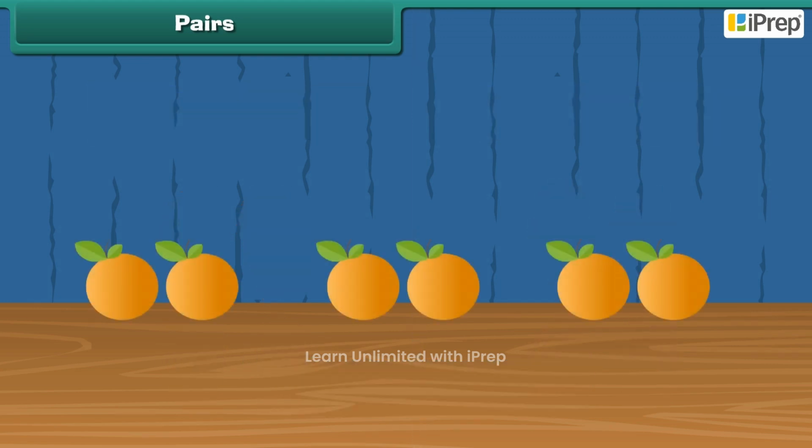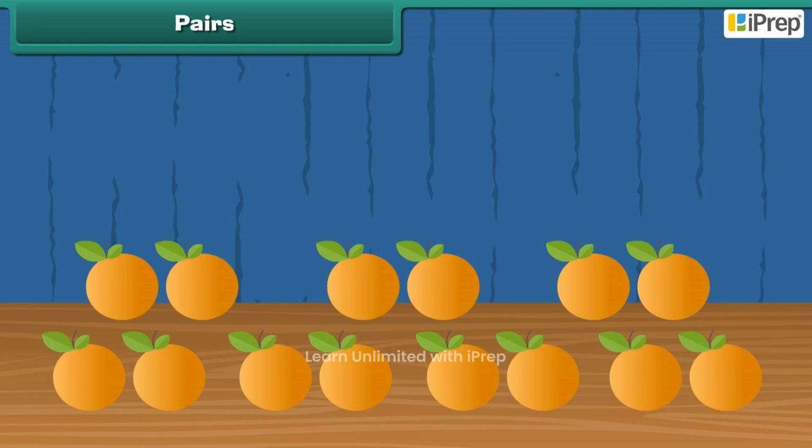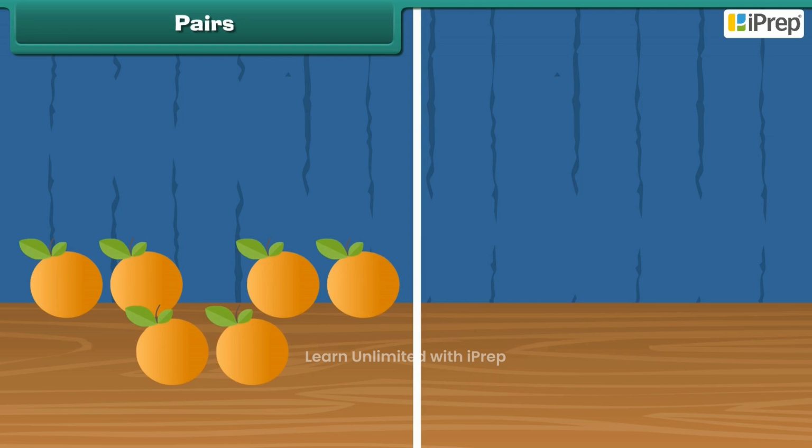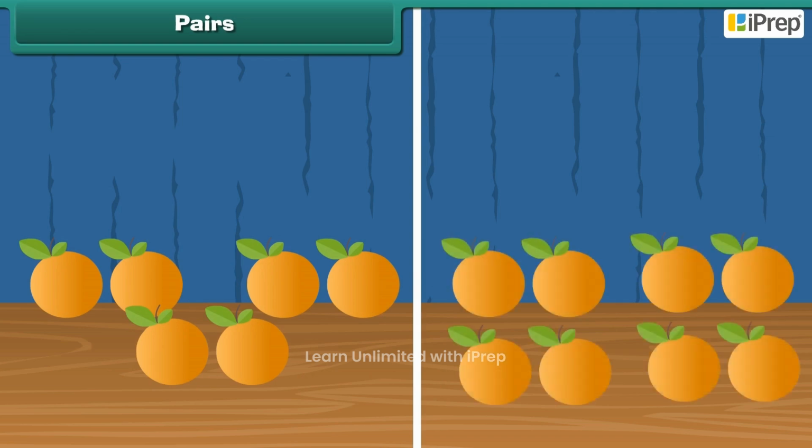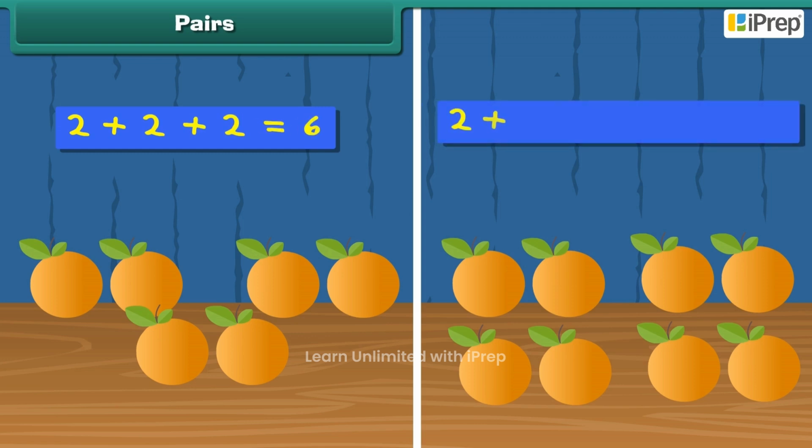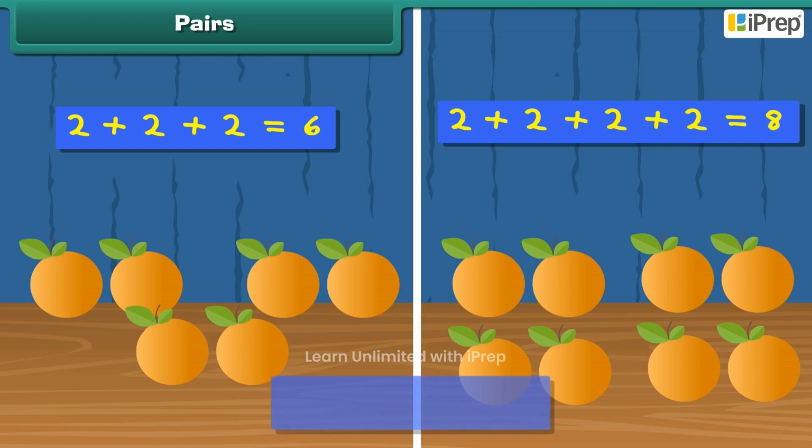Let us see one more example. There are some pairs of oranges on the screen. There are 3 pairs of oranges in the first row and 4 pairs of oranges in the second row. So, in the first row, 2 plus 2 plus 2 equals 6 oranges. Also in the second row, 2 plus 2 plus 2 plus 2 equals 8 oranges. So, there are 6 plus 8 equals 14 oranges on the screen.